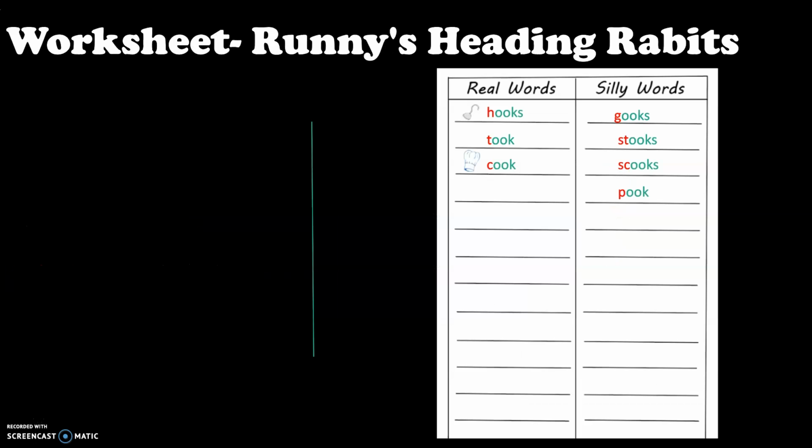I do have the example here for the first poem, as you can see. So I have hooks, took, and cook in the real words. And then I have the silly words of gooks, stooks, skooks, and pook.